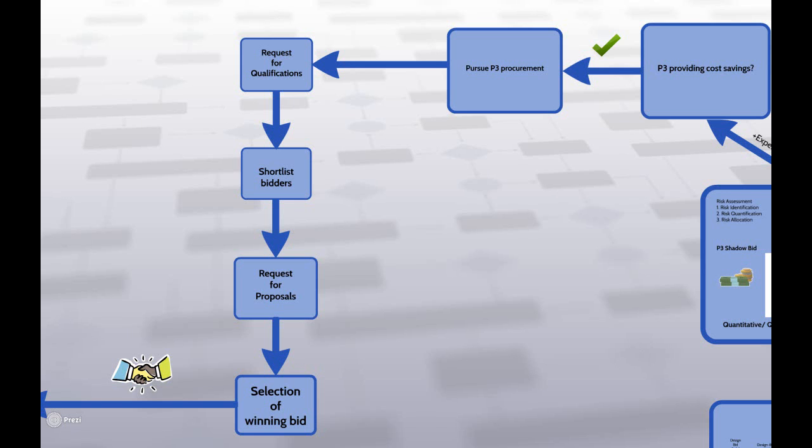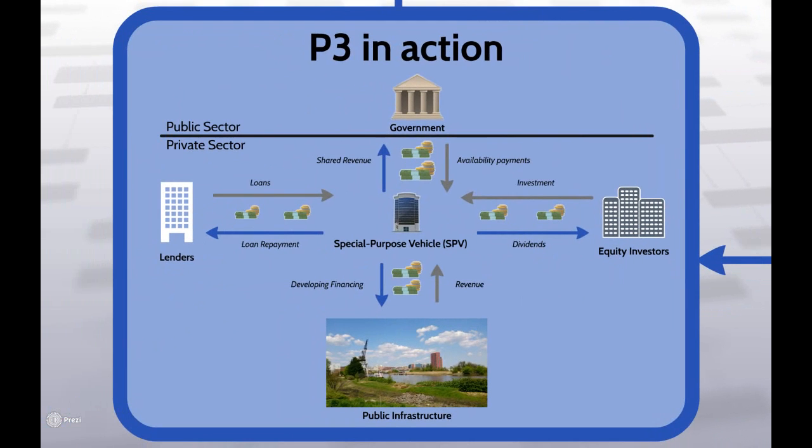The public entity or the government will then issue a request for qualifications, after which a short list of potential bidders is obtained. A request for proposals is then sent out and a suitable bid is selected. After finalizing the terms of a contract, the public-private partnership initiates.